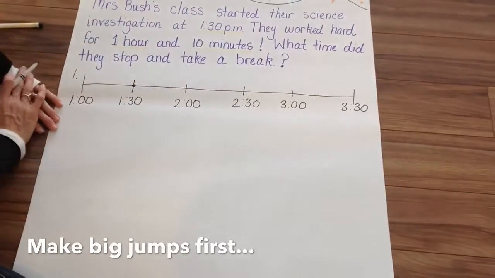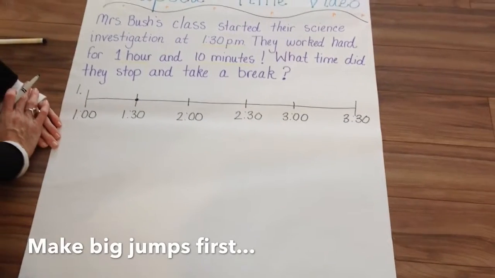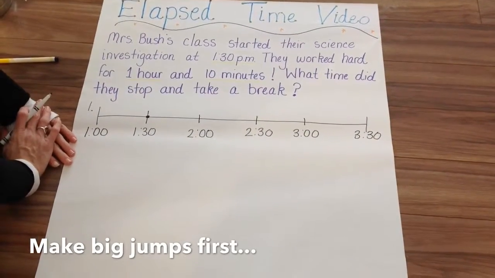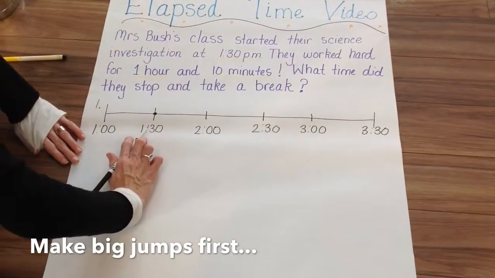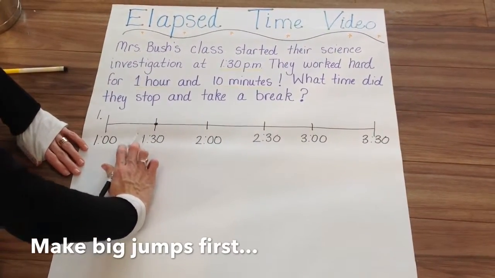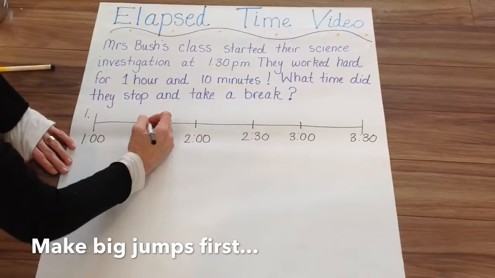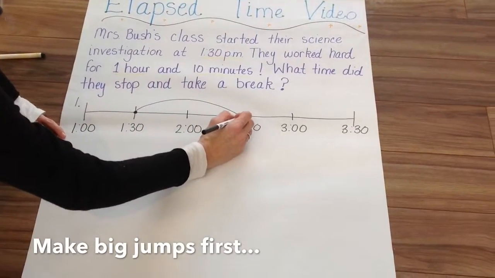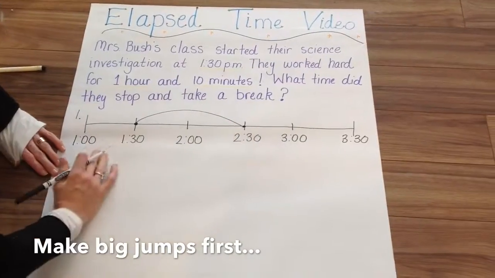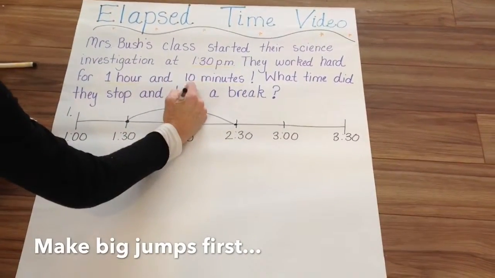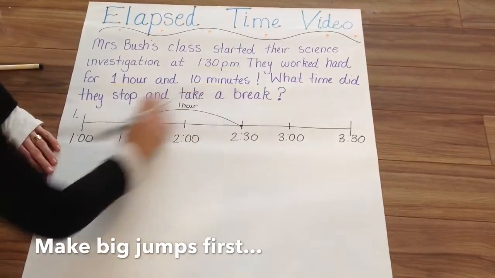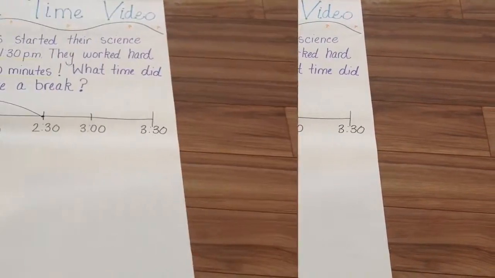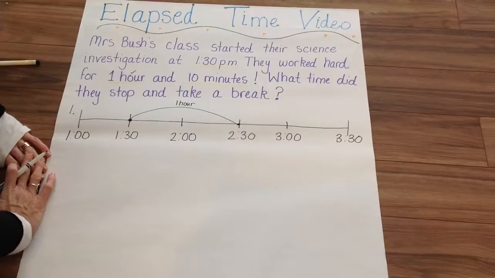It says that we worked for 1 hour, so our first jump on our timeline is going to be 1 hour later. So I think in my head, 1:30 plus 1 hour is 2:30. So I'm going to make my first elapsed time jump to the 2:30 mark on my timeline. And I'm going to label this to represent that's my 1 hour jump. So check, I completed the 1 hour. Now I have to do the 10 minutes.